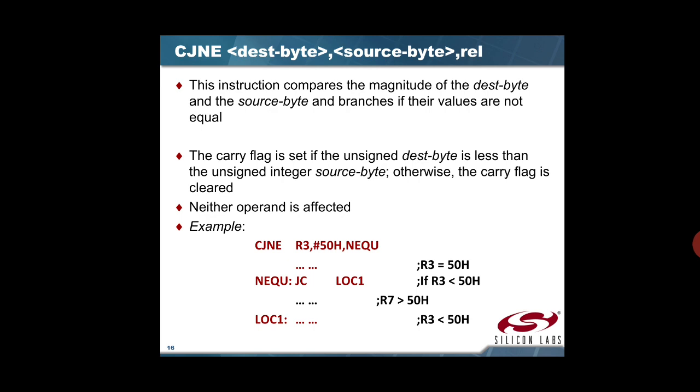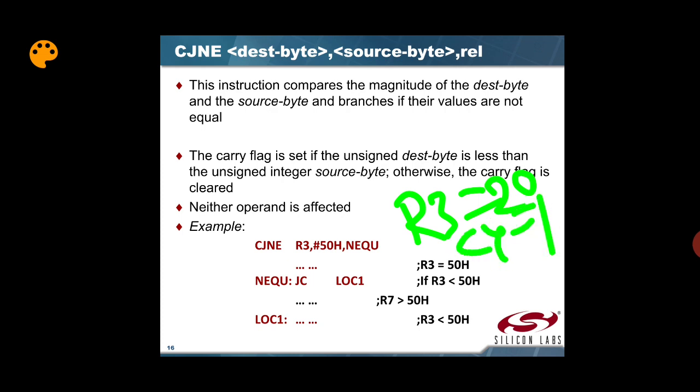Now let me take the second case. The content of R3 will be 20. Now 20 is less than 50, meaning that if 50 is subtracted from R3, then CY will be set to 1. Now when CJNE executes, they are not equal, so where will it go? It will go to the location NEQ. Now when it goes to NEQ, that is jump on carry, the corresponding instruction is executed.